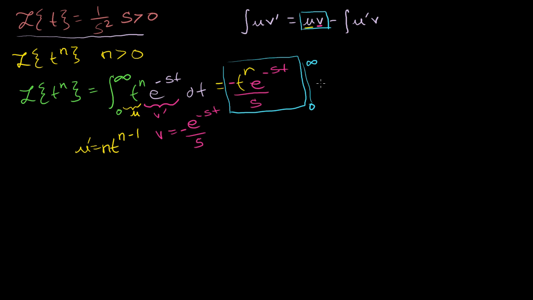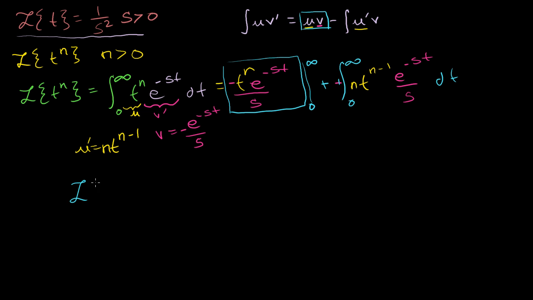And then from that, we're going to have to subtract the integral. And let me not forget our boundaries, 0 to infinity of u prime. U prime is n times t to the n minus 1. That's our u prime. Times v, times minus e to the minus st over s. And then all of that, of course, we have our dt. And you have a minus minus. These things become pluses. And let's see if we can simplify this a little bit.